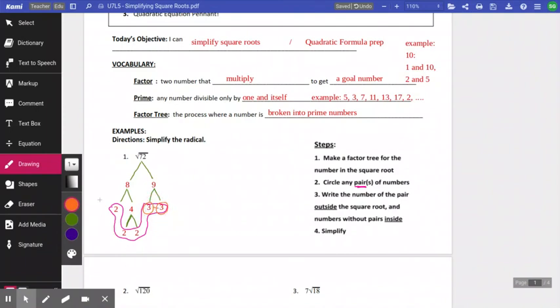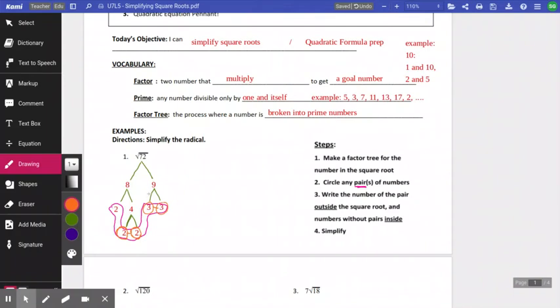Do you see any other primes? Or sorry, not primes. They're all primes. Do you see any other pairs of numbers? And the answer is yeah, we got a pair of 2s. Sometimes students think they have to be next to each other. They don't. Just looking at all of your primes here, do you see any pairs? So I see I got a pair of 3s, one pair of 2s, and then I've got a 2 left over.